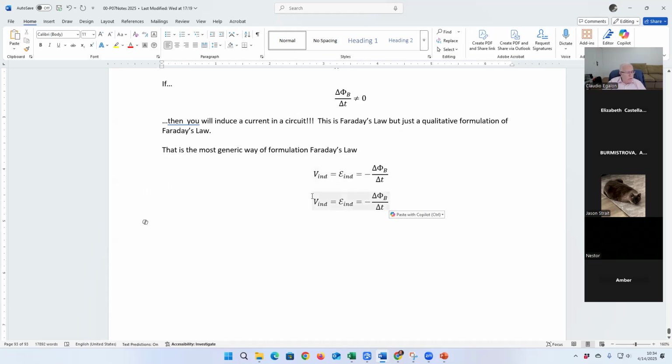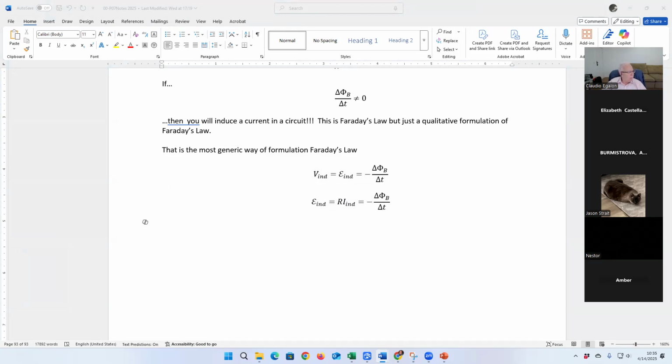If we use Ohm's law, we can rewrite this equation in terms of the induced current. So now I'm going to write it down in this way. Here you go. Can you remember that? Okay.